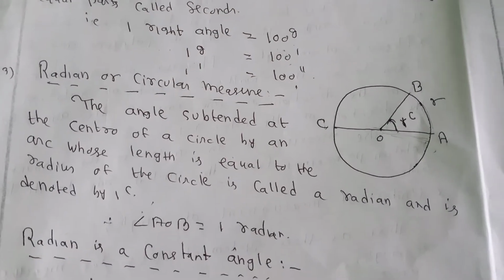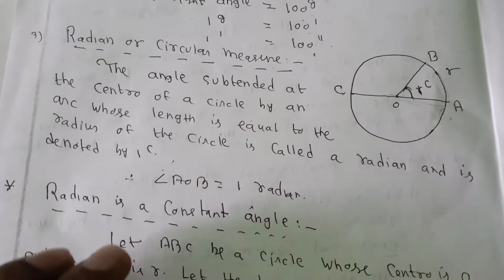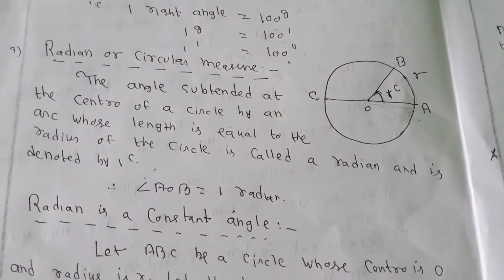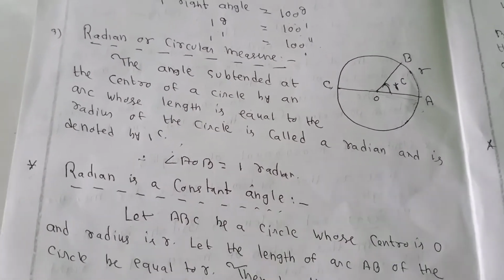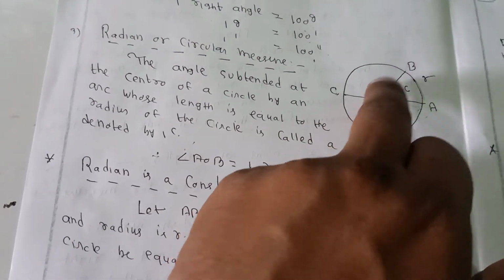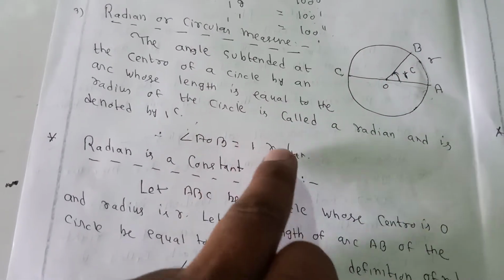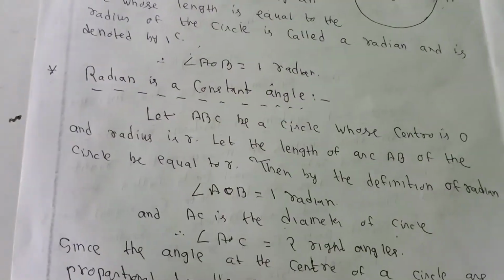Third, radians or circular measure. The angle subtended at the center of a circle by an arc whose length is equal to the radius of the circle is called a radian and is denoted by 1 to the power c. That is, arc AB equals OA equals OB equals r, so that angle AOB equals 1 radian. Second, a radian is a constant angle.